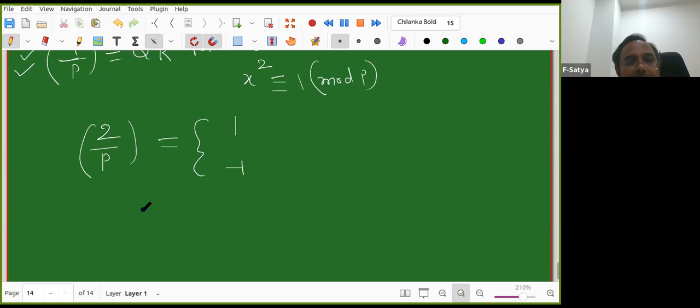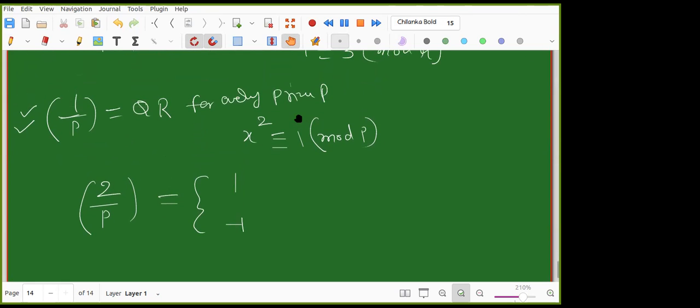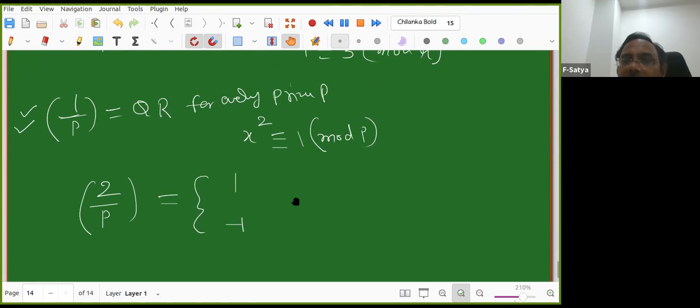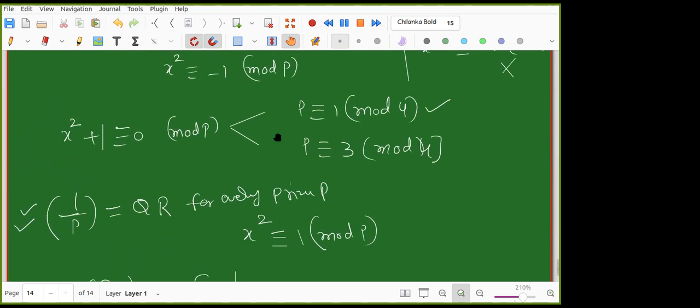Okay, so let us work it out. So which method will we use? Can anyone suggest? We have done Euler's criterion. Euler's criterion is one thing, but what do we need to do in Euler's criterion? 2 power (p minus 1) by 2. Yeah, that is one approach.